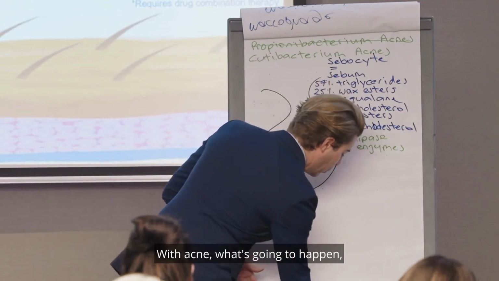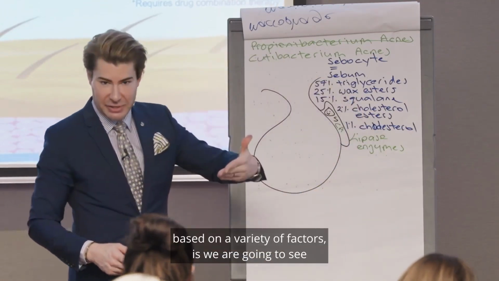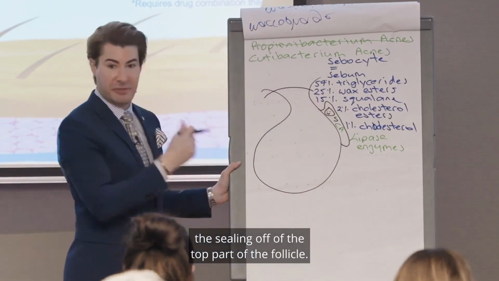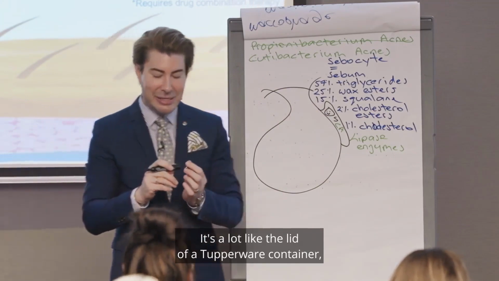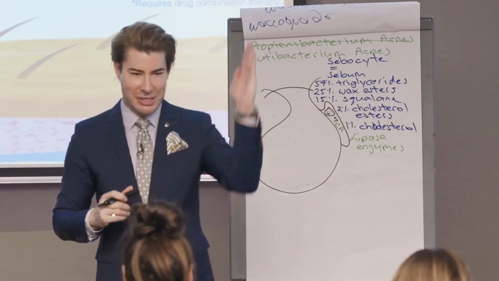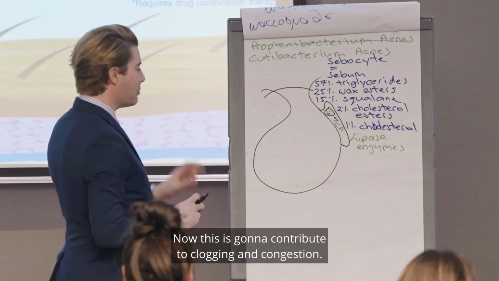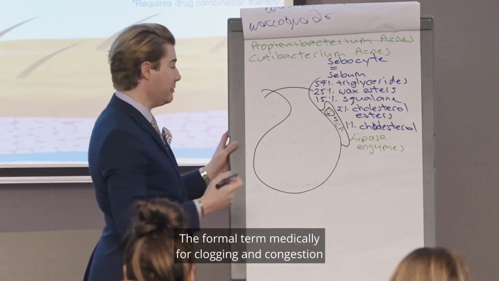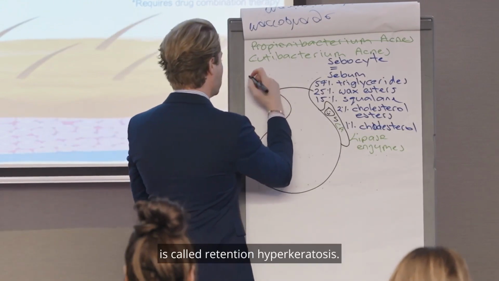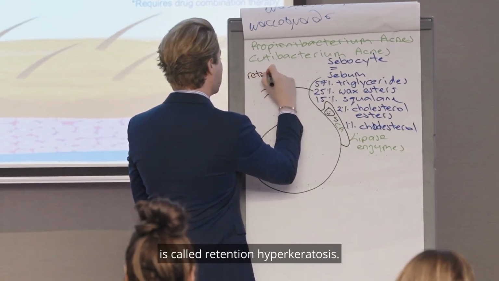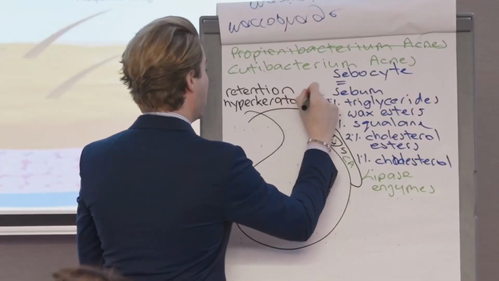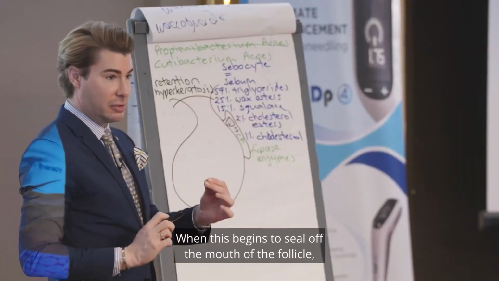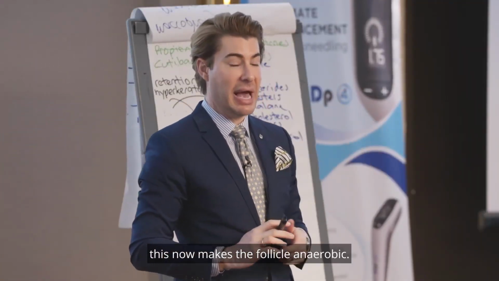With acne, what's going to happen based on a variety of factors is we are going to see the sealing off of the top part of the follicle. It's a lot like the lid of a Tupperware container, seals the air off. Now, this is going to contribute to clogging and congestion. The formal term medically for clogging and congestion is called retention hyperkeratosis. When this begins to seal off the mouth of the follicle, this now makes the follicle anaerobic.